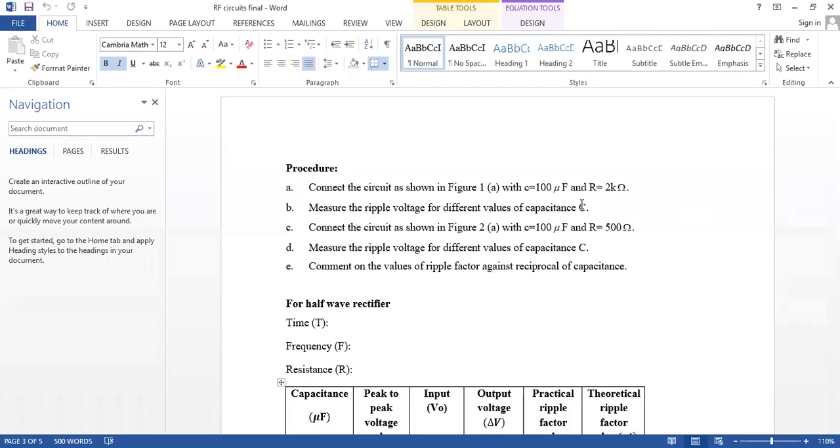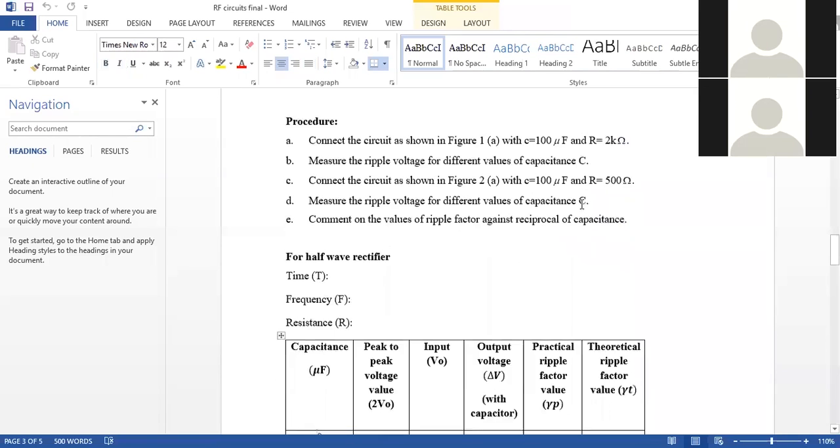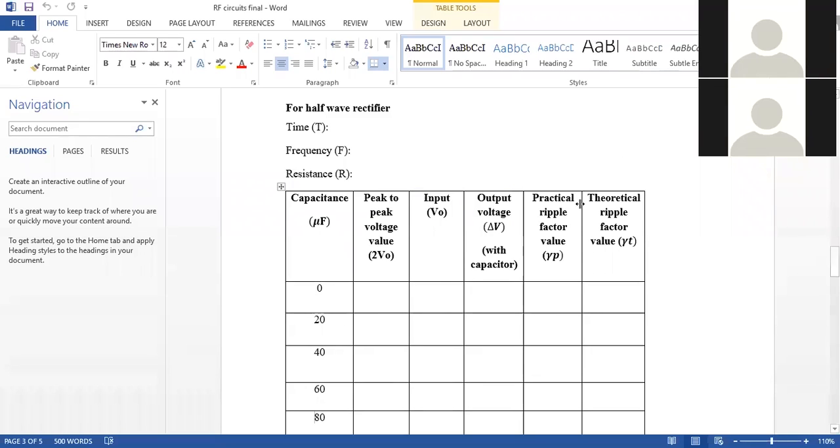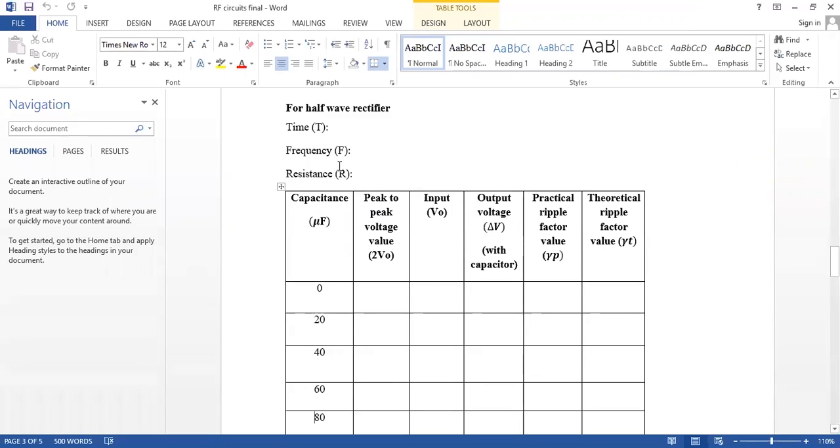Okay, and this one you have the procedure, meaning the structure of the question paper. Okay, you should put the time value for the full wave and half wave rectifier, and the frequency 1 upon T, resistance R1 already fixed, and this table. Okay, in the table I think you can change the capacitor value. I think I put here 0, 20, 40, 60, 80, 100 like that. So you can find the answer for 200, 400, 600 and 800 and 1000.